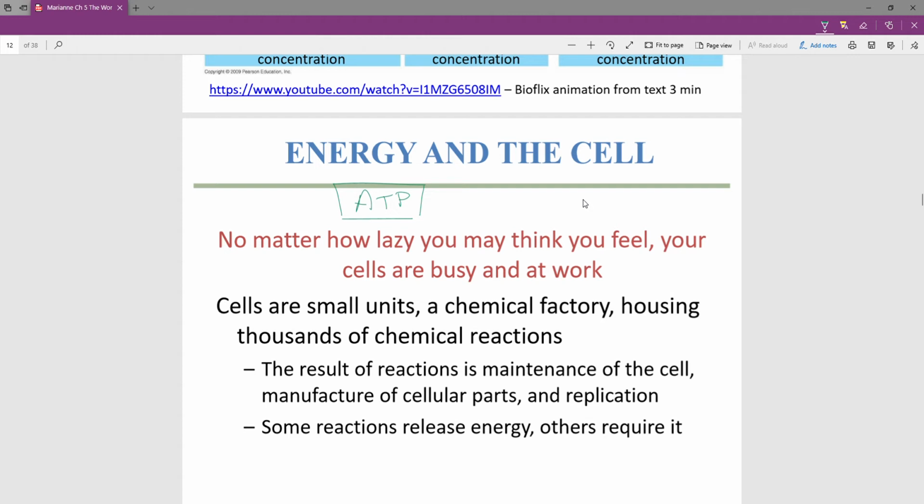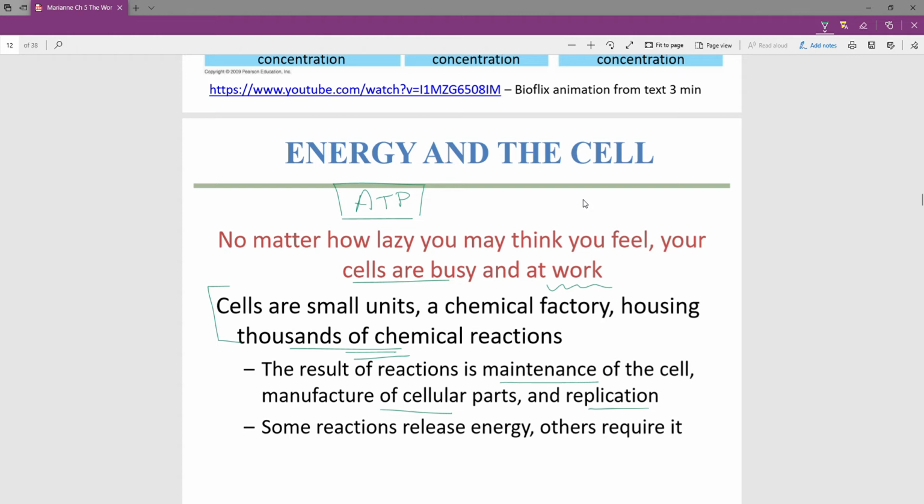So it doesn't matter how tired you are right now, how sleepy, how lazy you feel, how cozy you are under a blanket. On a cellular level, there's lots going on. They're always busy and working. If we think about that cellular level, there are thousands of chemical reactions going on in that cell. And what it does is it keeps the cell alive, it makes new cell parts, and ultimately can help make new cells or have cell duplication.